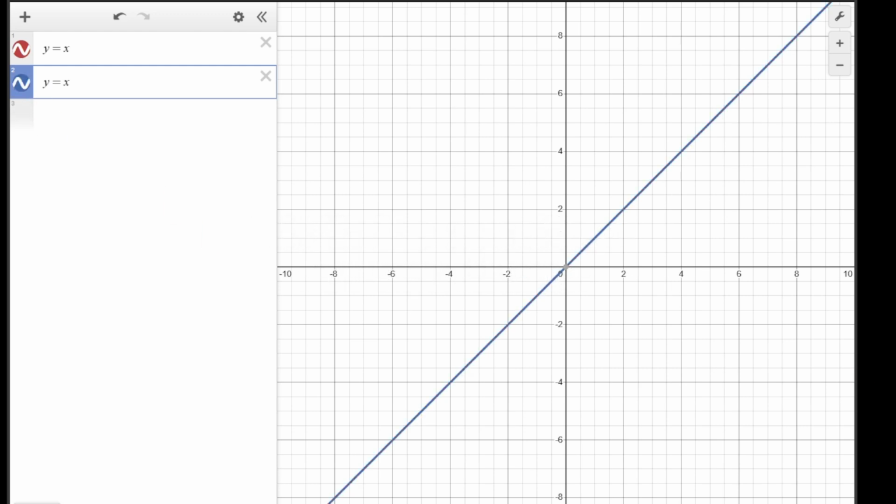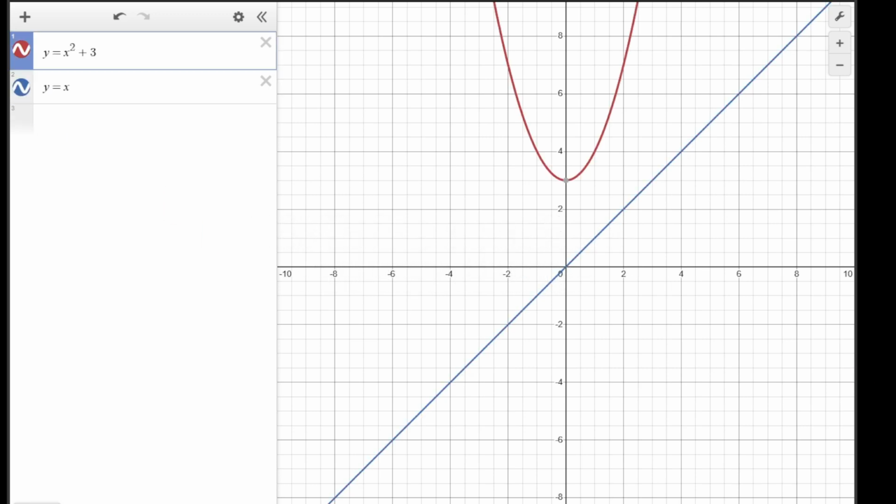Well, for systems of nonlinear equations, you can have one or more equations that are nonlinear. In this case, we have y equals x, which is a linear equation, and we have the parabolic function x squared plus 3, which is just x squared shifted up 3 points. We notice that this line doesn't touch this parabola at any point. So in this case, there are no solutions.